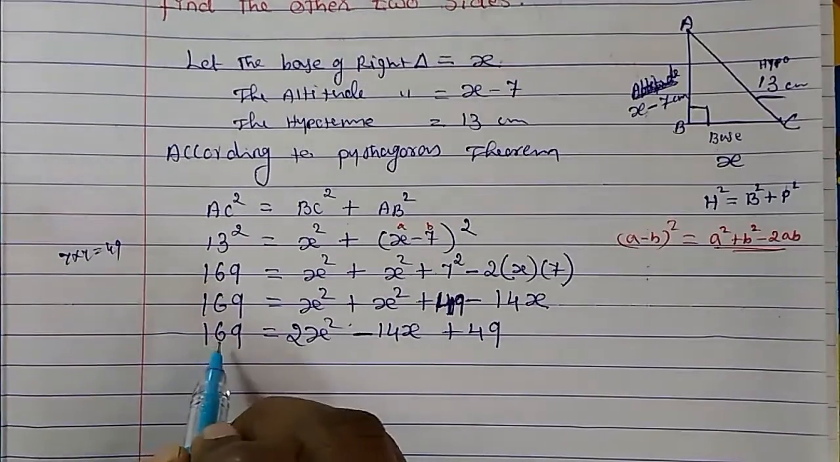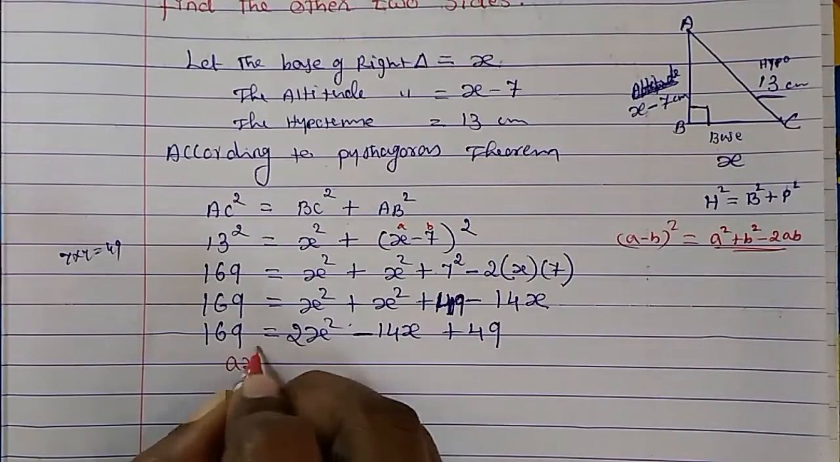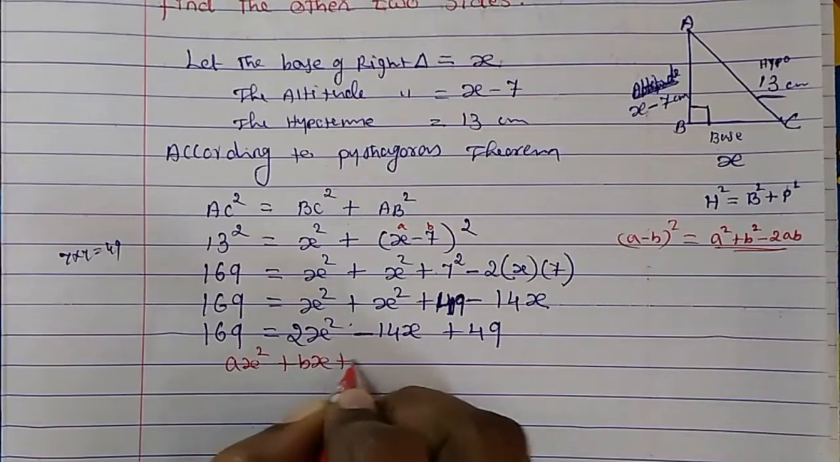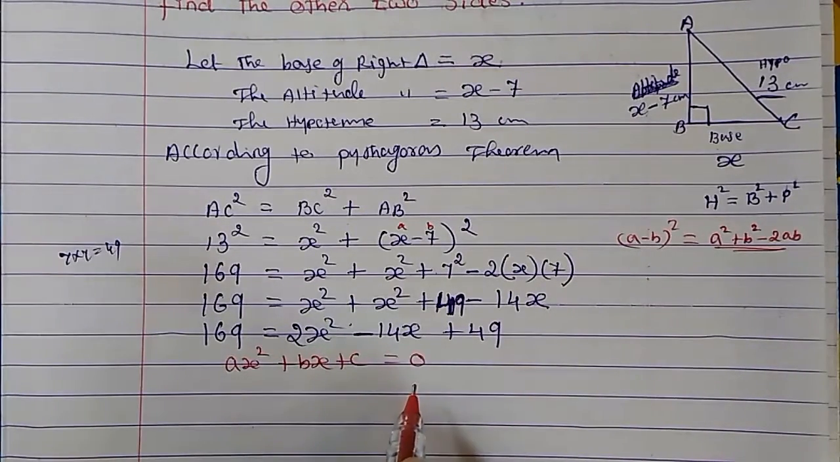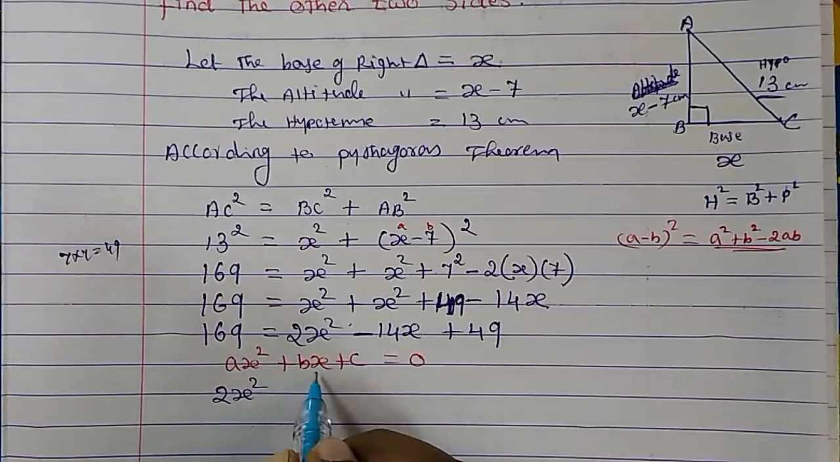Okay, now let's bring it to this side, because the general form is what actually, ax square plus bx plus c. This is the general form of a quadratic equation. So in this form we have to write it down. So first x square will come, so 2x square. Then comes x, so that is minus 14x.